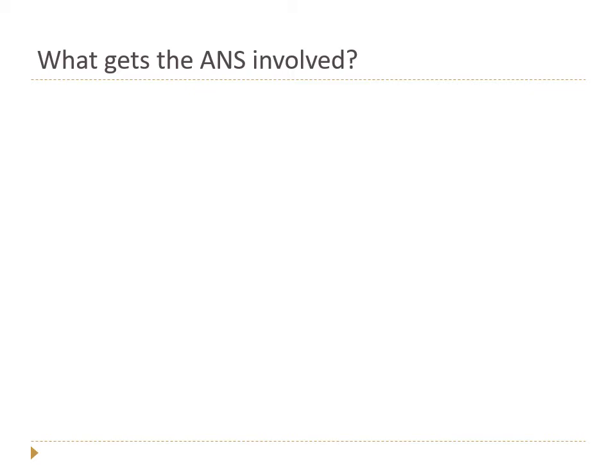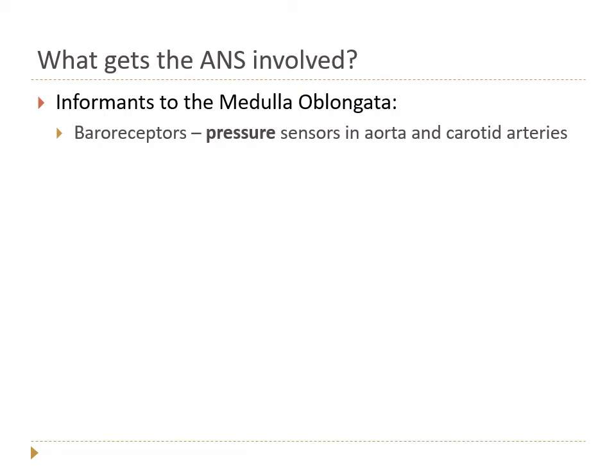So how does the body know to activate one or the other branches of the autonomic nervous system? How does that actually get involved? Well, you have to have informants. You have to get information about what's going on out there on the ground. So we have some informants that are going to send signals to the medulla oblongata about what is going on out there. First are the baroreceptors.